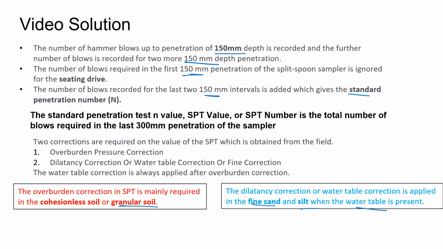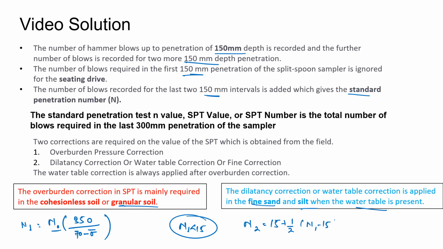We have some numerical formulas for calculating the overburden correction and dilatancy correction. The overburden correction, as we have studied, is used only for cohesionless and granular soil. After getting the observed value, we can calculate the overburden correction as N1 = N0 times 350 divided by 70 plus sigma bar, where sigma bar is the overburden pressure, N0 is the observed number of blows, and N1 is the corrected value after the overburden correction. If N1 is less than 15, we don't use the dilatancy correction, which is used for fine sand and silt only. If the overburden corrected value is more than 15, then we use the dilatancy correction, which we write as N2 = 15 + half (N1 minus 15). If you simplify it, N2 = half N1 + 7.5. These are the two formulas we use for overburden and dilatancy correction.